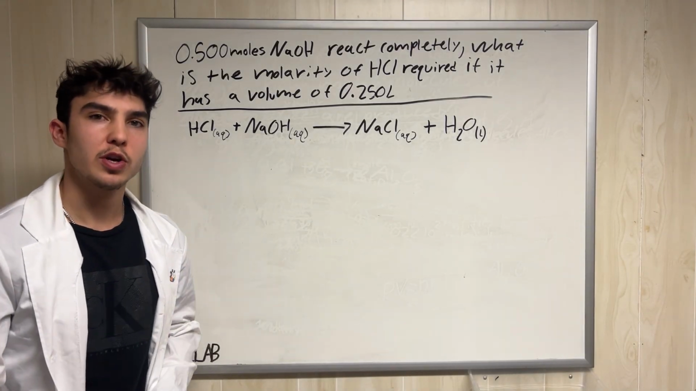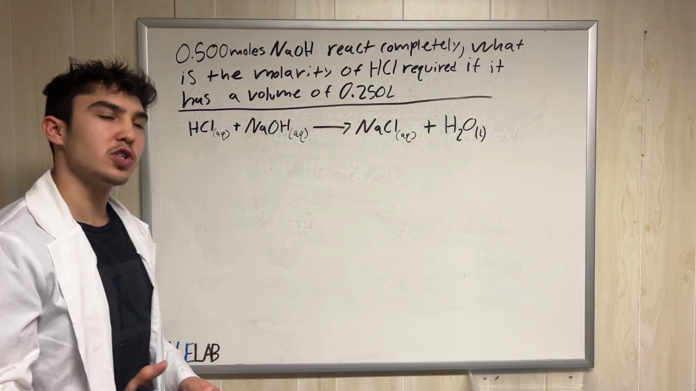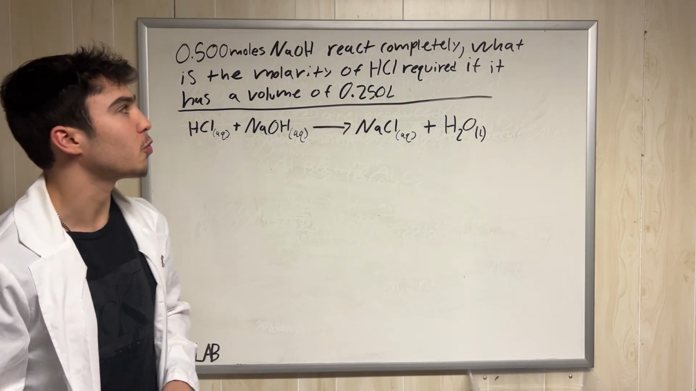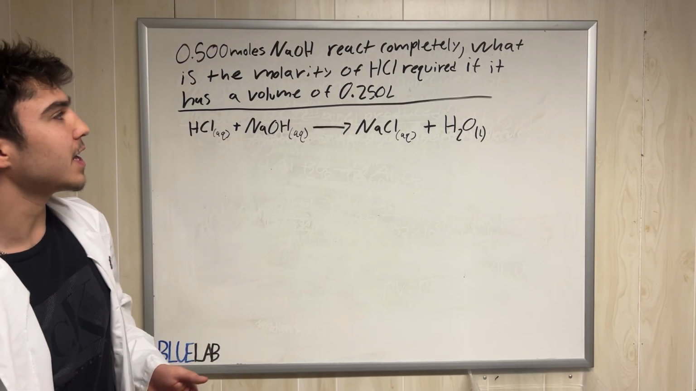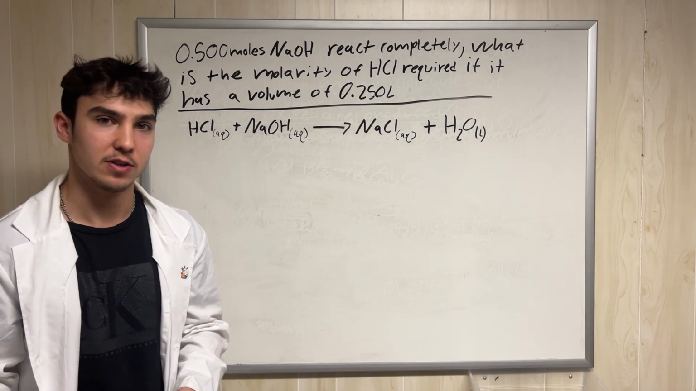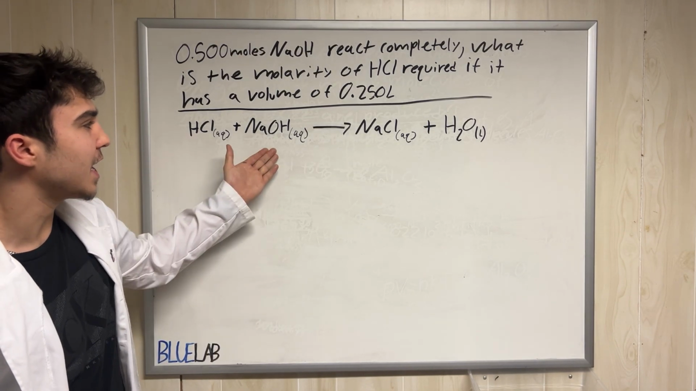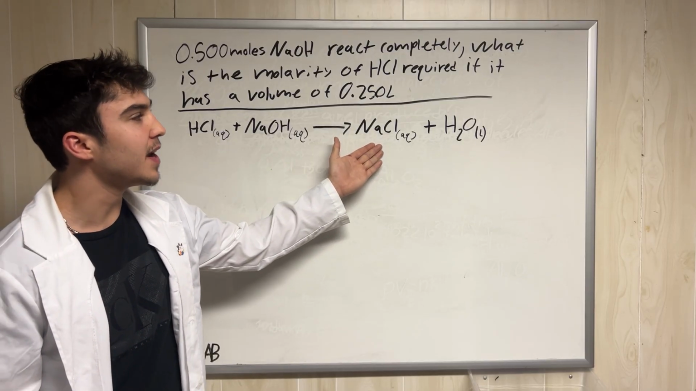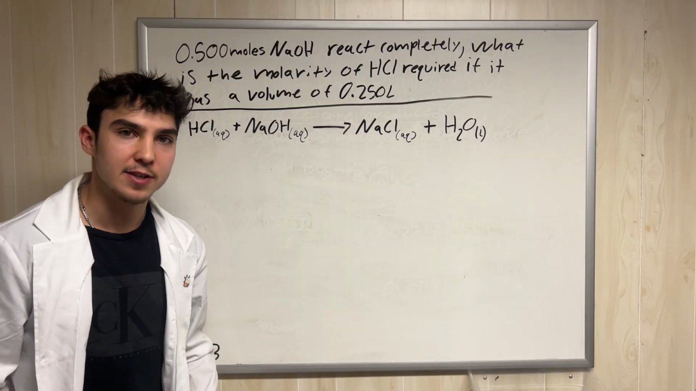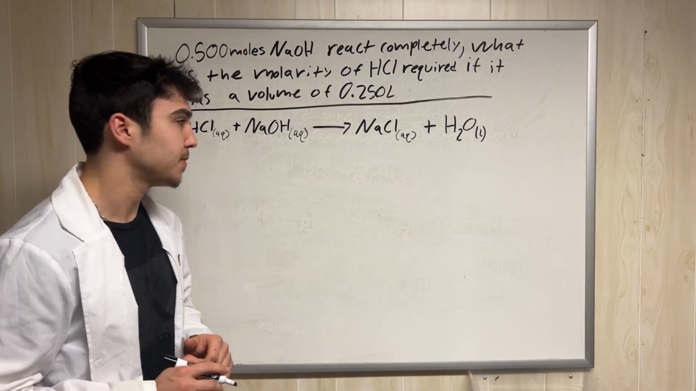Now in this example, we're going to be talking about molarity and converting from moles to molarity. So our question reads, if 0.500 moles of NaOH react completely, what is the molarity of HCl required if it has a volume of 0.25 liters? Now, we're given the balanced reaction already. HCl plus NaOH yields NaCl plus H2O. Now, before we do any arithmetic, we're going to write down our mole map road that we're going to take to find this answer.